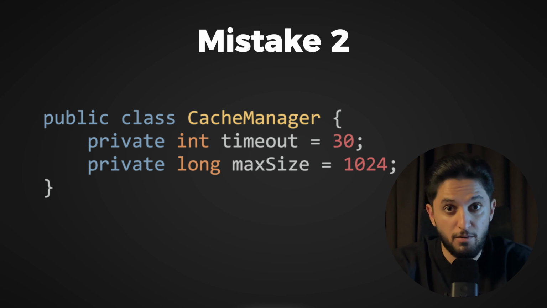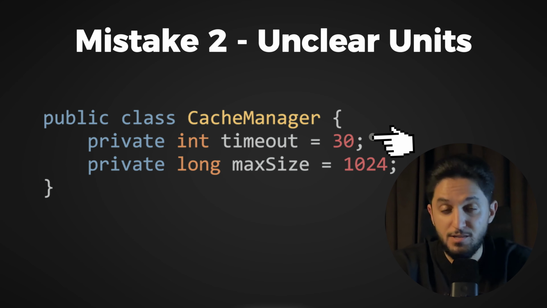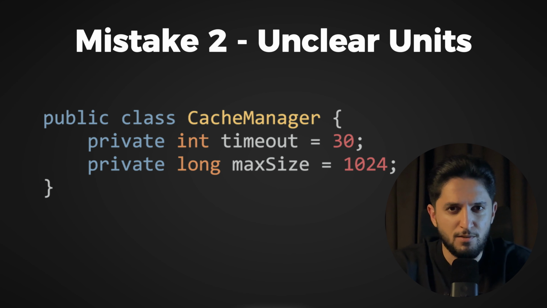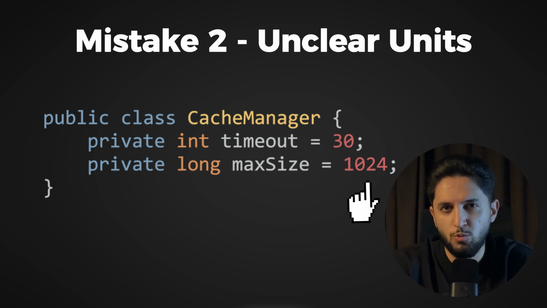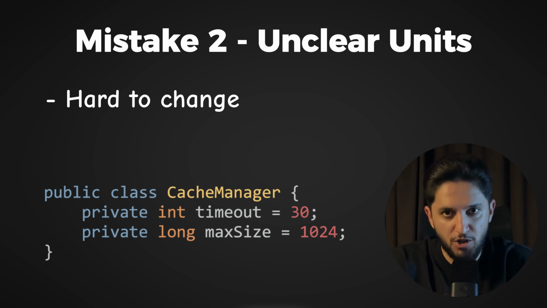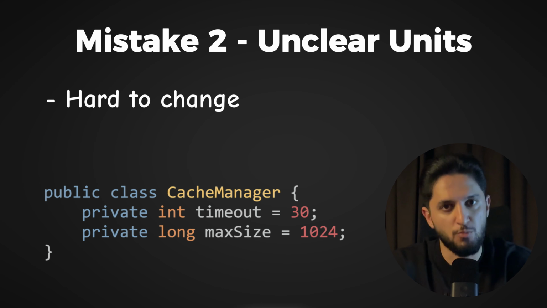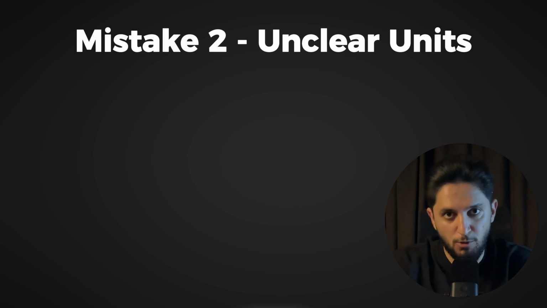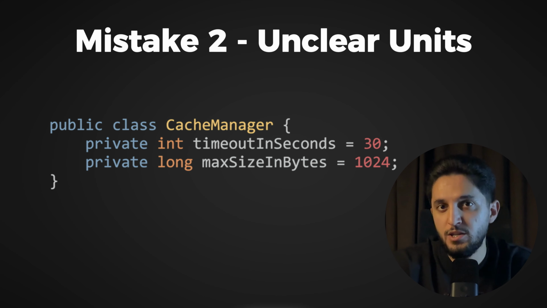Okay, next one. Can you spot what's missing here? The unit is completely unclear. Is the timeout 30 seconds, milliseconds, or minutes? Is the max size 1024 bytes, kilobytes, or megabytes? Now imagine someone wants to change this value in production. They'll have to hunt through your entire codebase to figure out what unit you meant. A better alternative looks like this. Now anyone reading the code understands what each number represents.